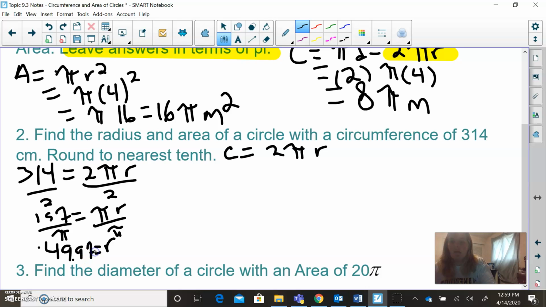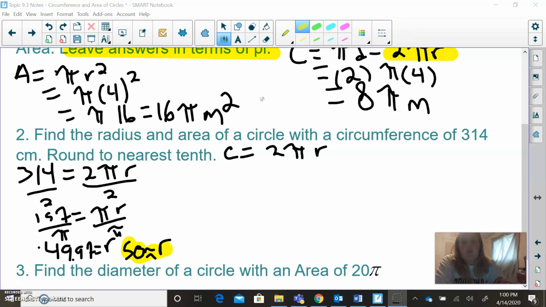Now I get 49.97. Okay, but we need to round to the nearest tenth. Now that 7 rounds that 9 up. So our radius is approximately 50. Okay? So our radius is approximately 50. And we are going to use that to continue to complete this problem. Alright, radius equals 50.